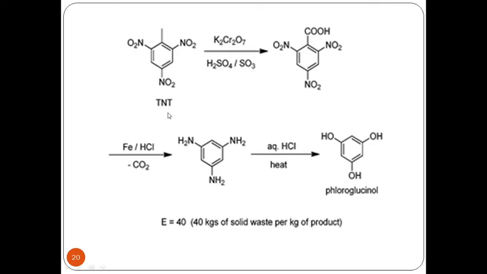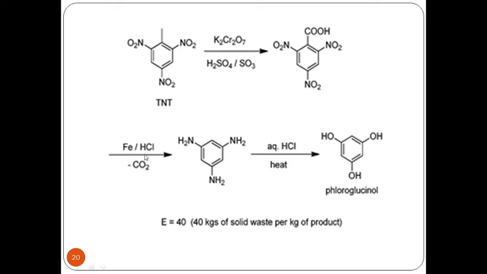TNT, that is the trinitrotoluene system, reacts with K2Cr2O7 in the presence of H2SO4 and SO3. It is first oxidized, that is, CH3 gets oxidized to a carboxylic group in the presence of sulfur trioxide, H2SO4 and K2Cr2O7. The first step is oxidation. Next, when I react this in the presence of HCl, loss of carbon dioxide takes place. Why? Because there is a carboxylic group. In this way, I can lose a carbon dioxide.